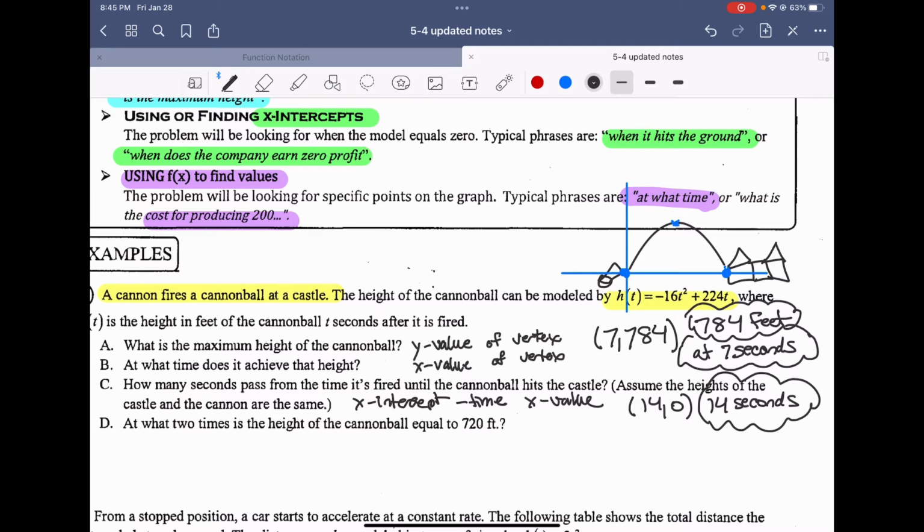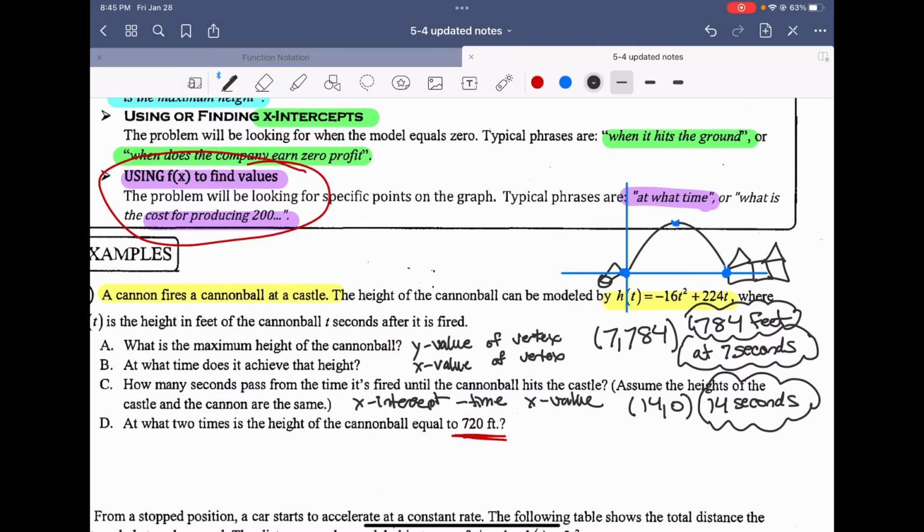All right. The last question, part D, it says, at what 2 times is the height of the cannonball equal to 720 feet? So this is the last part of the notes where it says using f of x to find values. What that means is we're going to think, this number that they're giving us, 720 feet, is that an f of x or is that an x? It's in feet, so that means it's going to be an h of t. It's a height. So we're going to plug it in as a height.